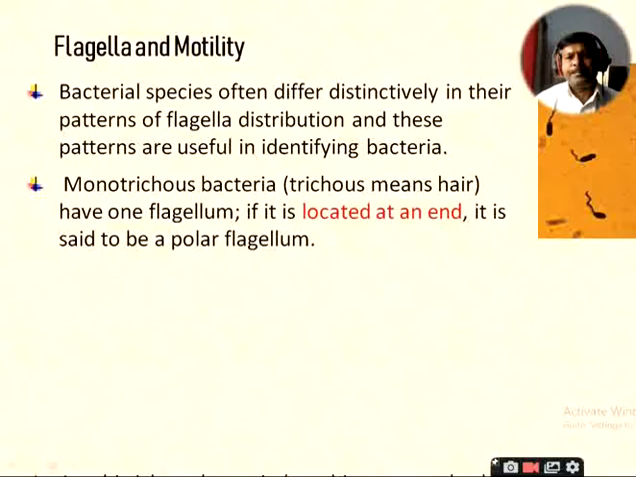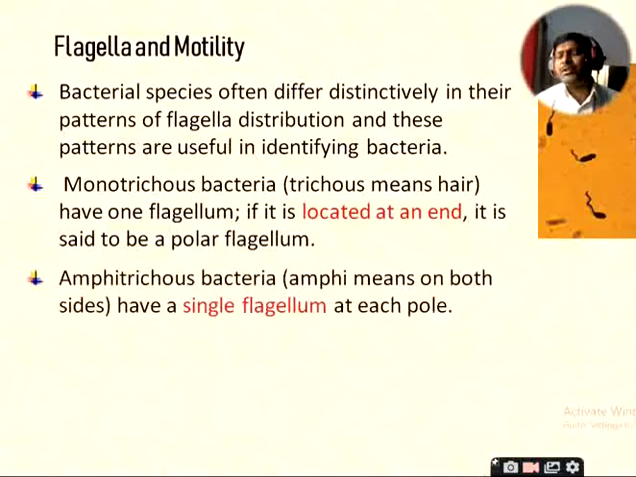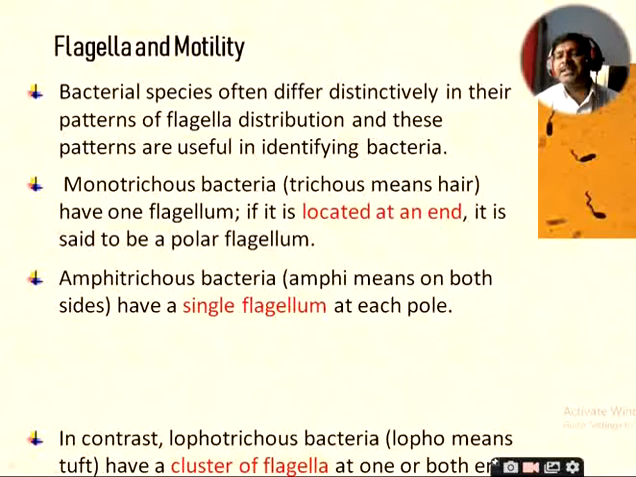Next, amphitrichous bacteria, where amphi means on both sides. If bacteria have a single flagellum at each pole, or both sides, that type of flagella is called amphitrichous flagella, and the bacteria are called amphitrichous bacteria.